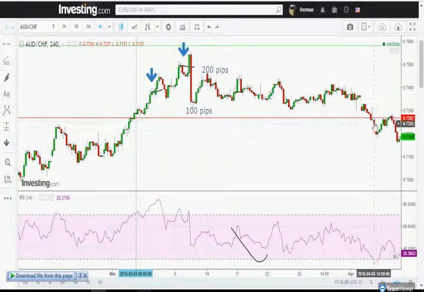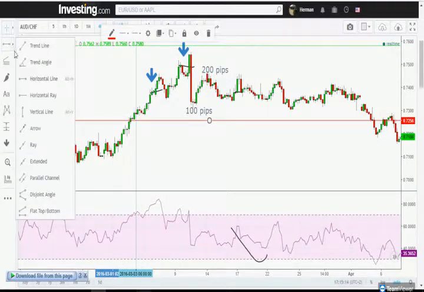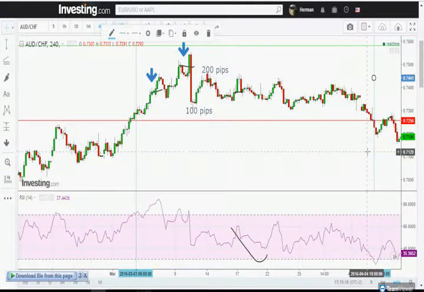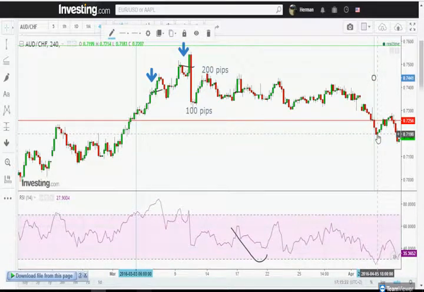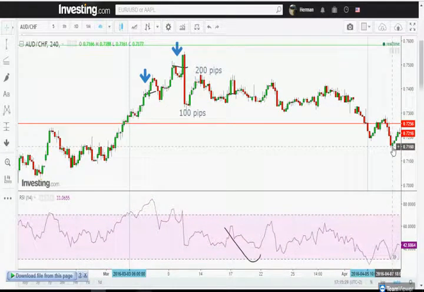Then it gave another signal here. But we would not enter this one. Why? Because it's not 100 pips. From here to here, it's not 100 pips. And would we enter this one? No. We would not enter it, even though it's about 100 pips. It's about 100 pips, but we would not enter it.